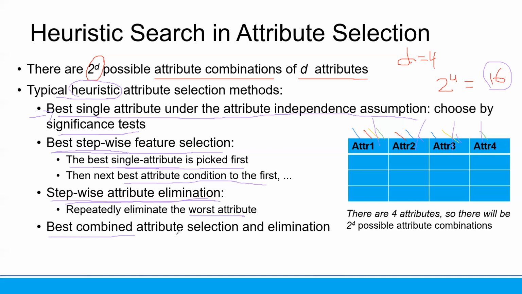Or you can combine the attribute selection and the elimination. So that's what is called the heuristic search in attribute selection.